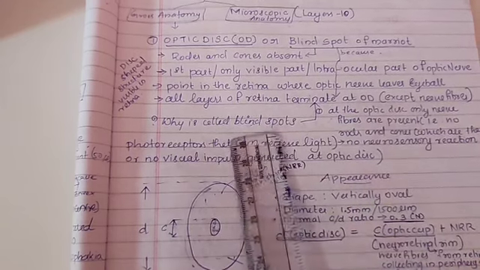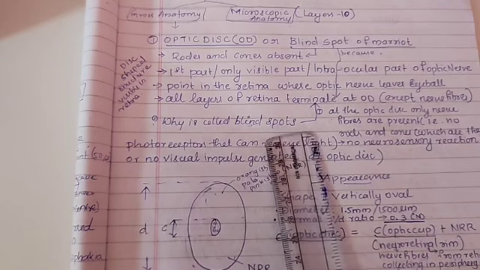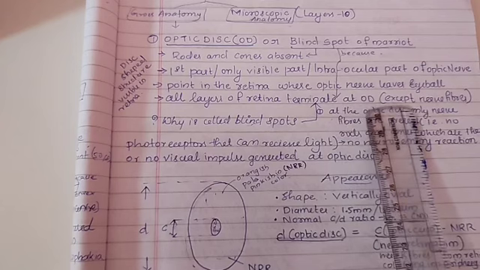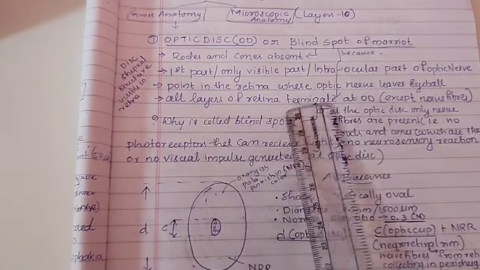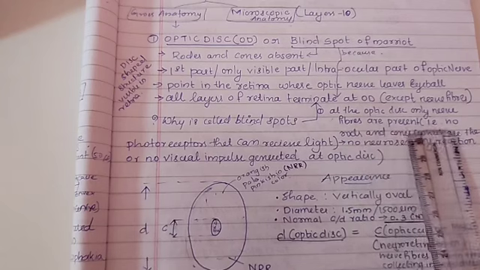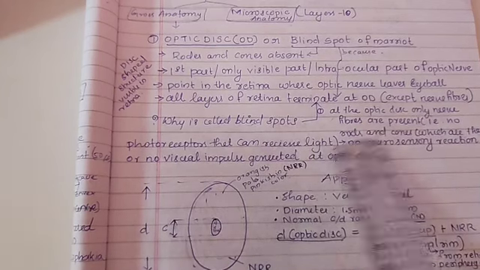So why is this called the blind spot? Why is this optic disc called the blind spot? Because all the layers of the retina terminate at this optic disc. That is why we call it the blind spot. At the optic disc only the nerve fibers are present. No rods and cones, which are the photoreceptors, are present here.